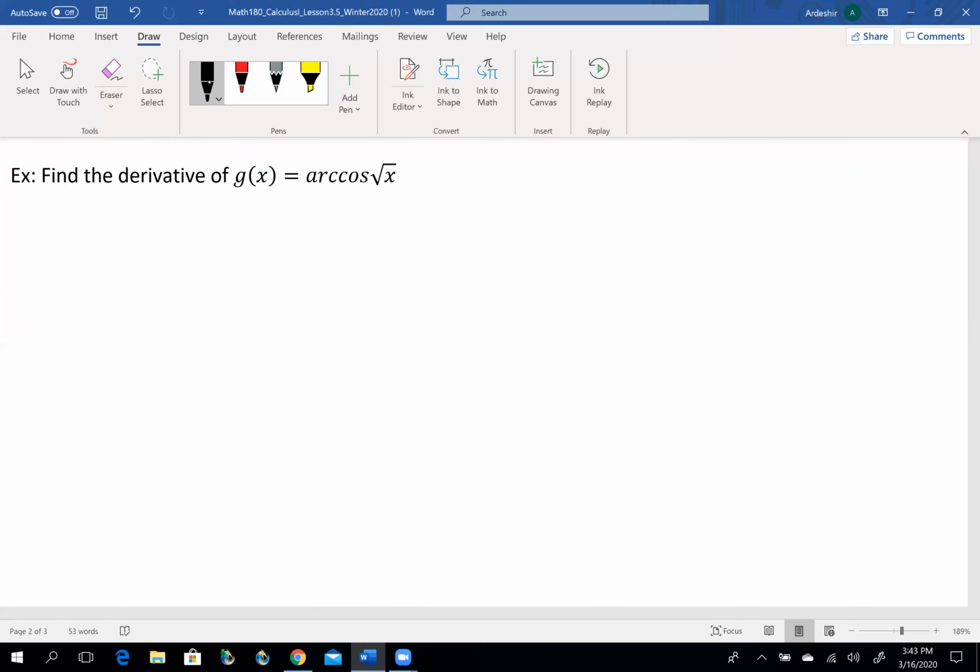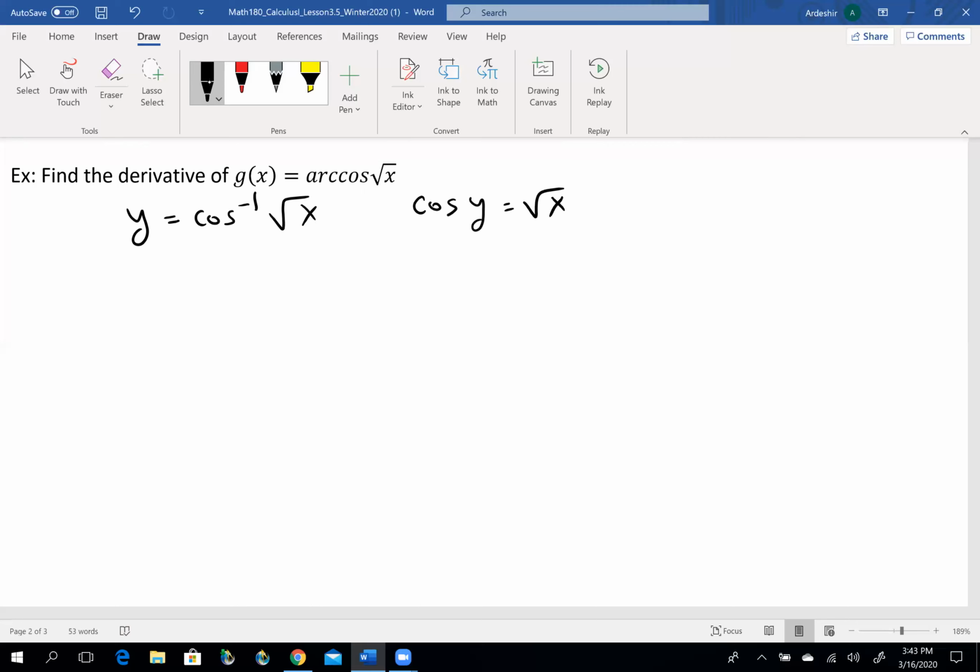So again, this is actually equivalent to y equal to cosine inverse of square root of x. So this is, in fact, cosine of y equal to square root of x.